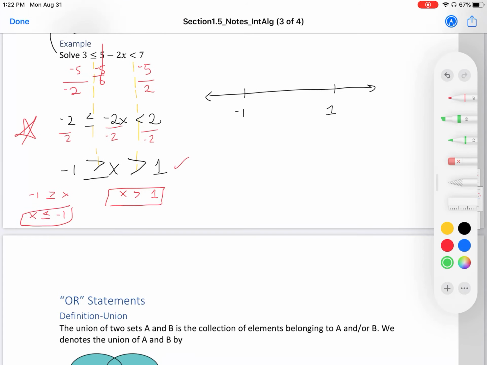All right, so I'll do the first one in green. X is less than negative 1, so it's less than. And next I have x is greater than 1. Uh-oh, what happened here? The one with the equal to has a bracket, the other has a parenthesis. What happened here? Well, we solved the compound inequality and there's not a point where they overlap.